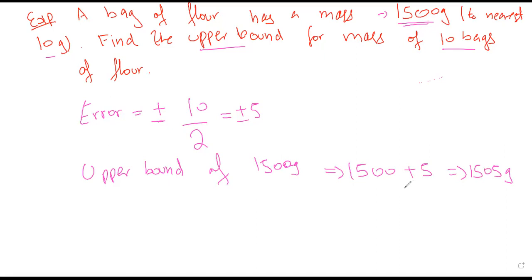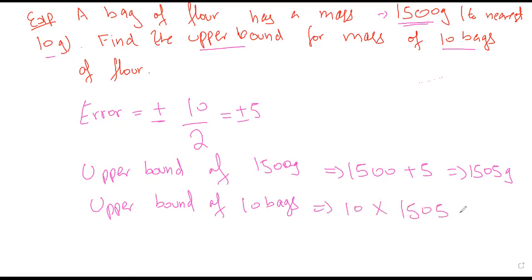Yes. So if the upper bound of 1500 grams is this, the upper bound of 10 bags would be 10 multiplied by 1505, that is 15050. Okay, is this okay? Have you understood this? Yes, I understood. Okay, perfect.